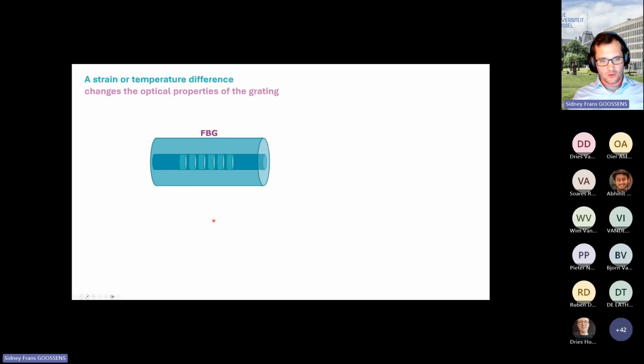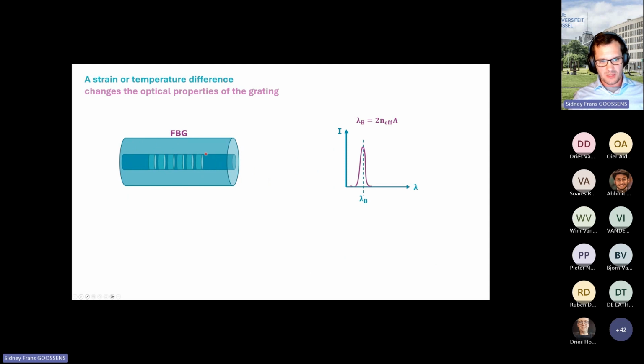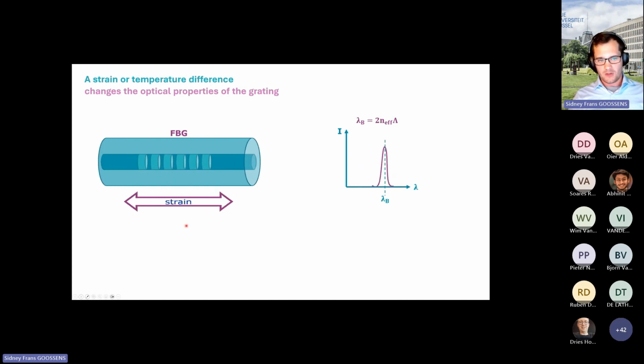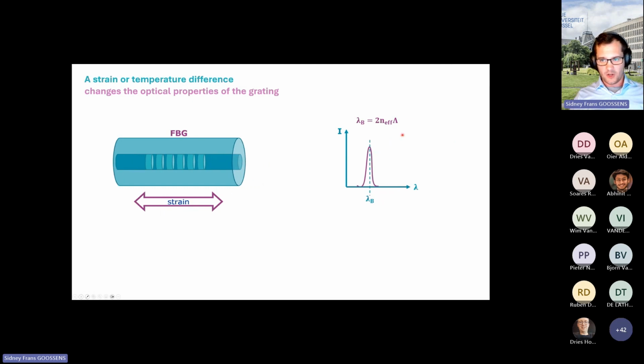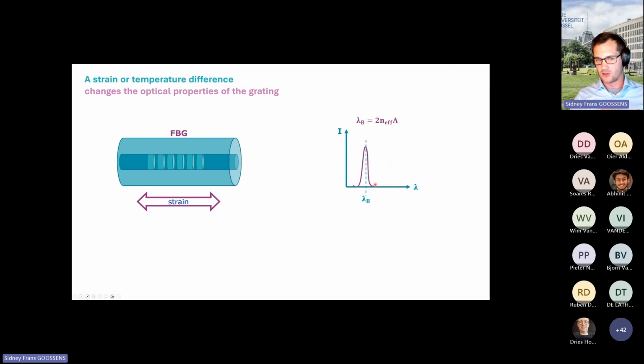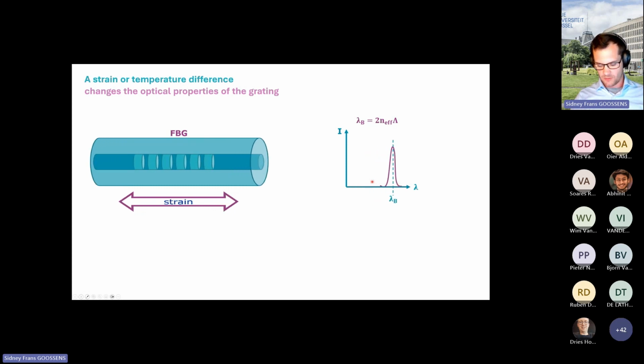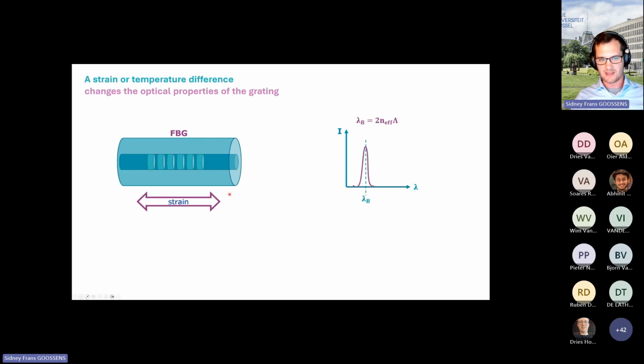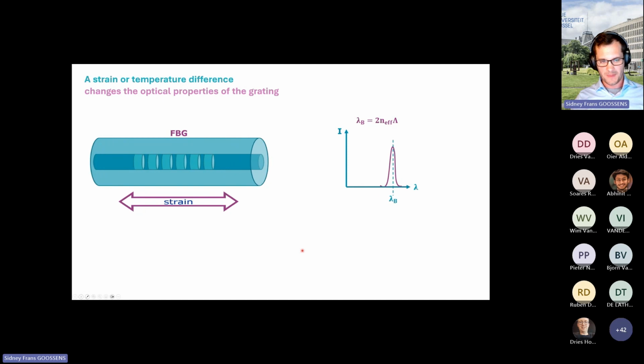Now, how does such a sensor work? So we have our FBG with our periodic refractive index modulation. What happens now if we apply a strain on the optical fiber at the location of the sensor? Well, you can see it in the animation here. The strain will induce an increase in that period. So the Bragg condition will change, meaning that the reflected wavelength or the reflected color will also change proportionally to the strain that is applied on that optical fiber.